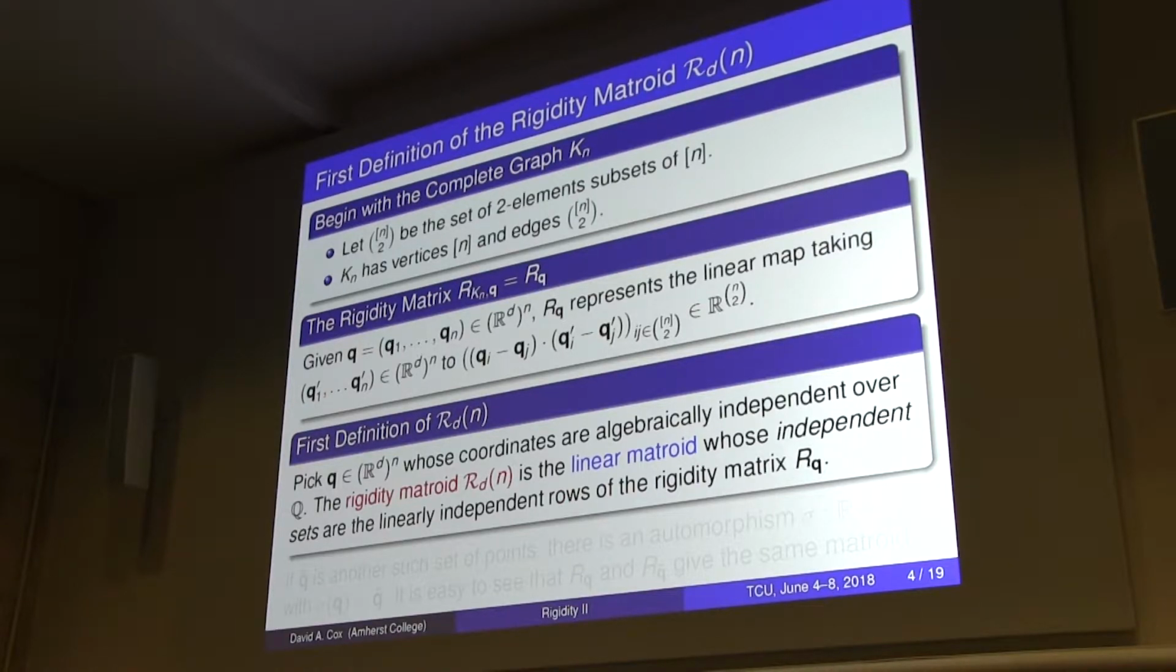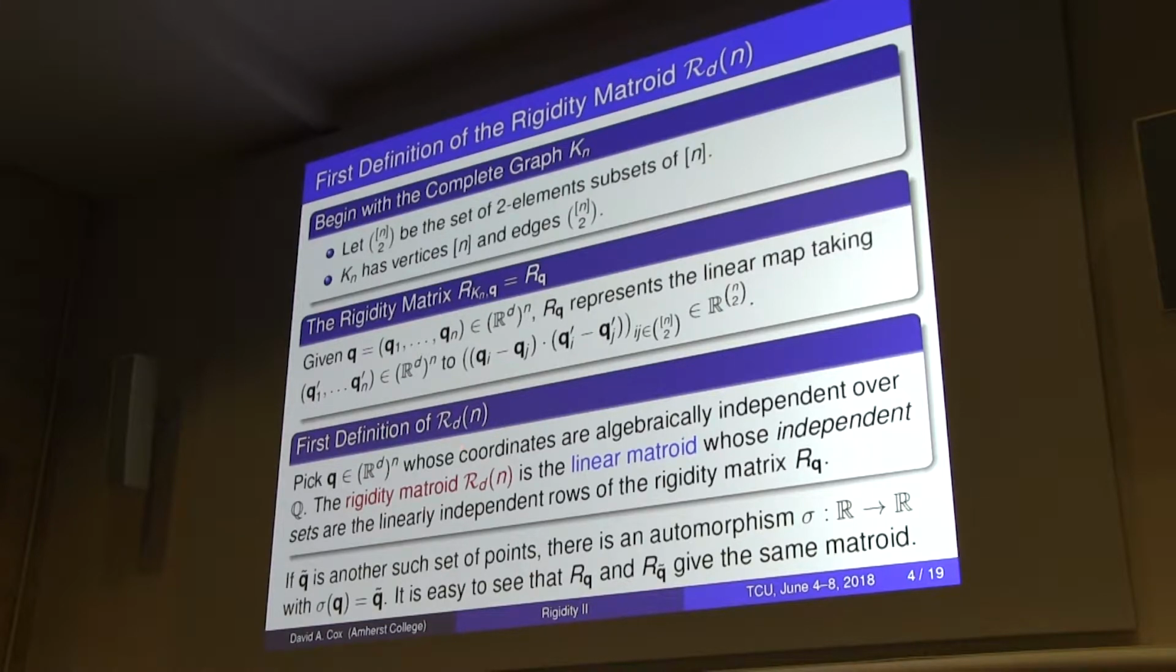Now, one thing you want to make sure of: notice that this matroid depends on two parameters. It depends on the size of the graph, that's the n in K_n, and my points q lie in d-dimensional space. So it depends on both the number of vertices and the dimension where I'm making my framework. But if I take another set of points that satisfies this, because all the entries are algebraically independent over Q, there's just an automorphism of R that takes one set to the other. And from this, it's pretty easy to see that these give the same matroid.